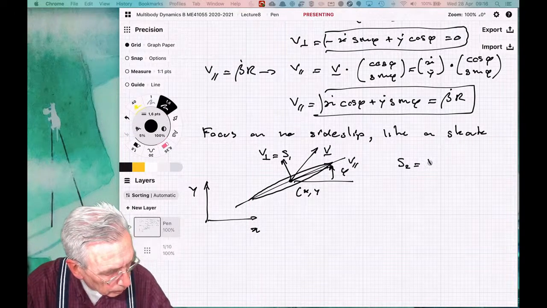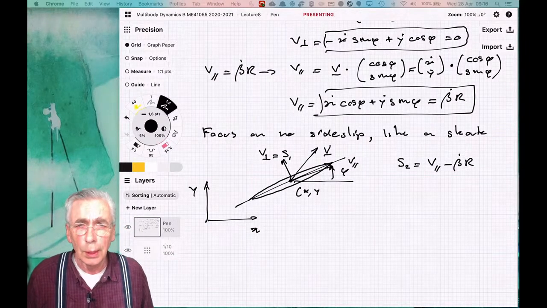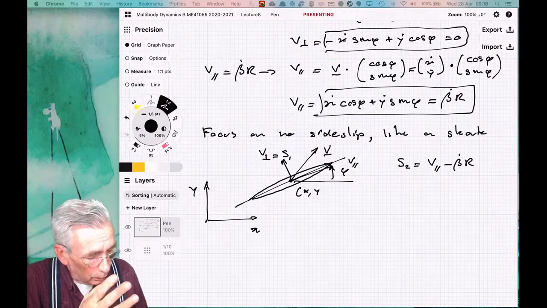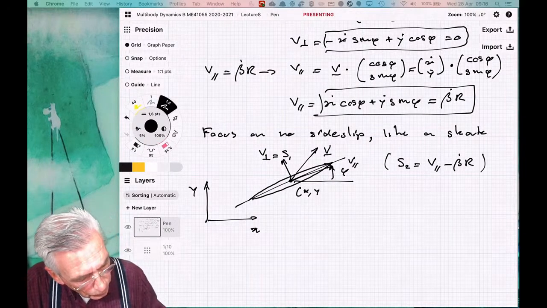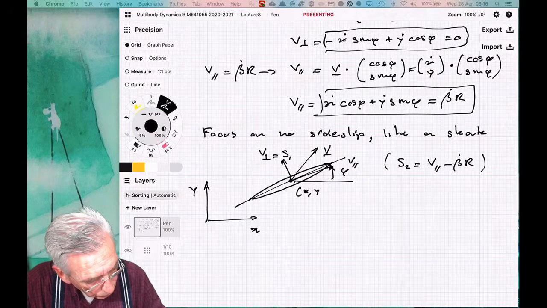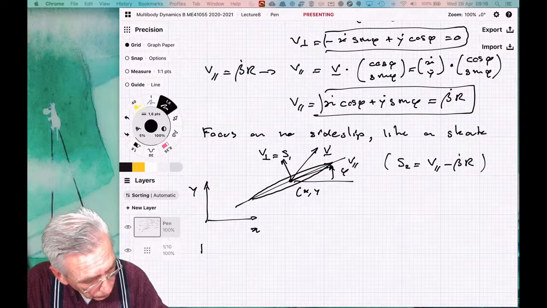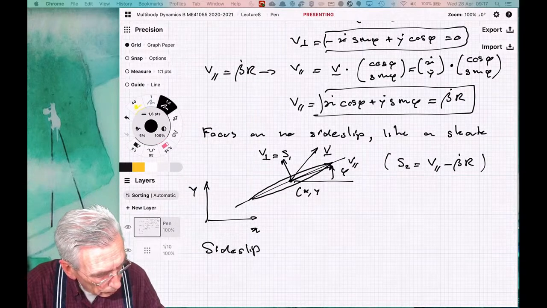Probably like v in this direction minus beta dot r, or maybe the other way around. You know, with constraints, you can always change the sign or multiply it with a factor. Factor minus 1 is changing the sign. But for now we're not going to do that. We're focused on this one. So no side slip. The side slip, that's actually what we defined now. So side slip is this S1, and it's a velocity.